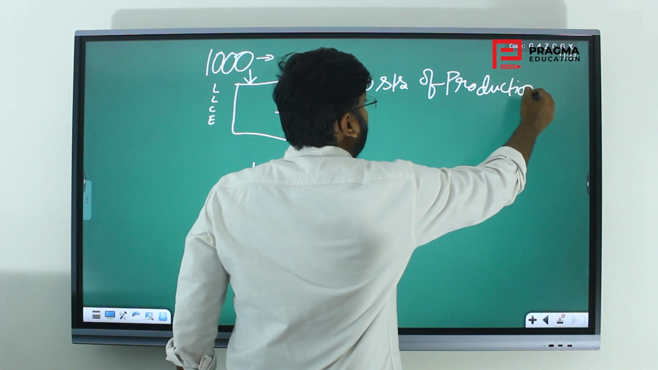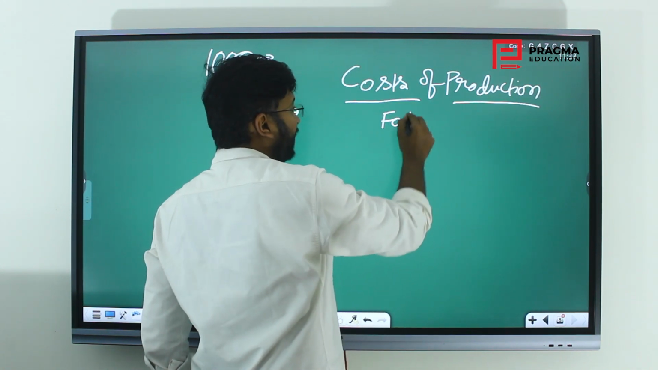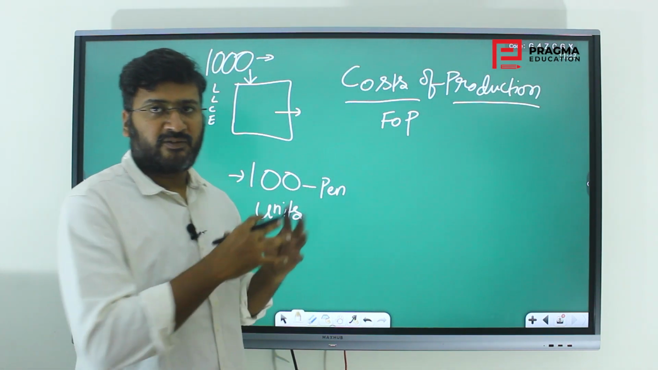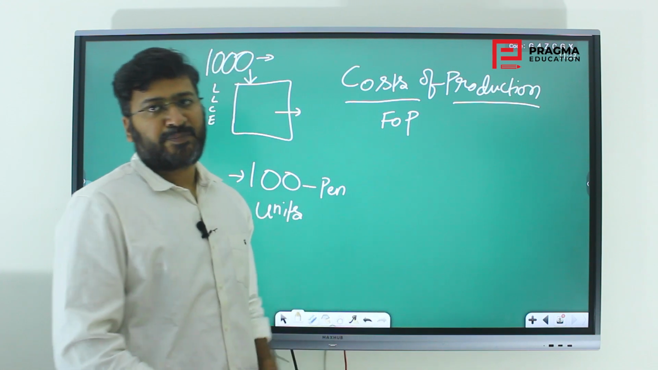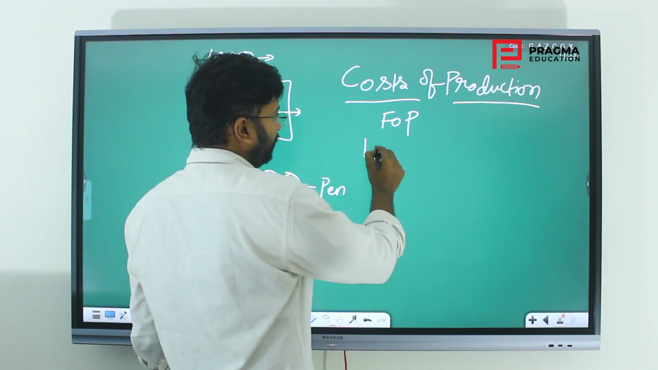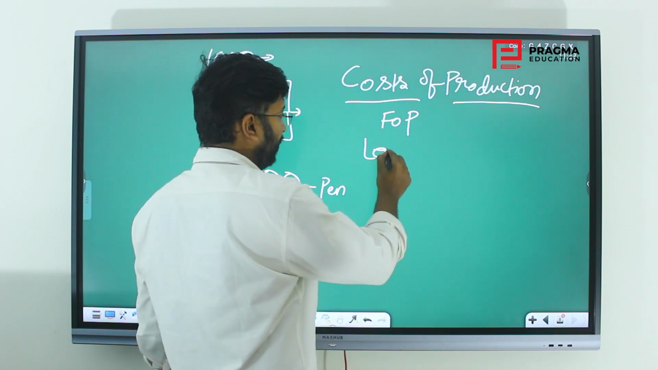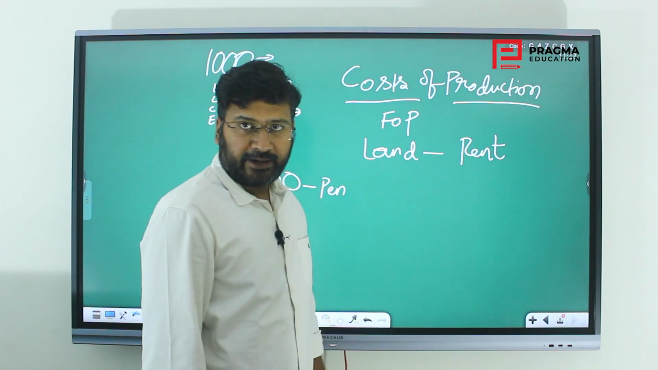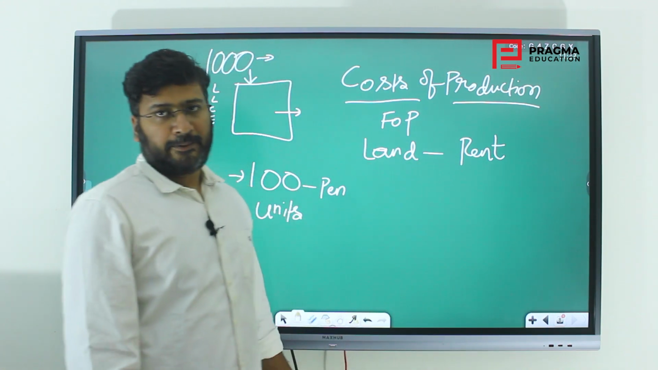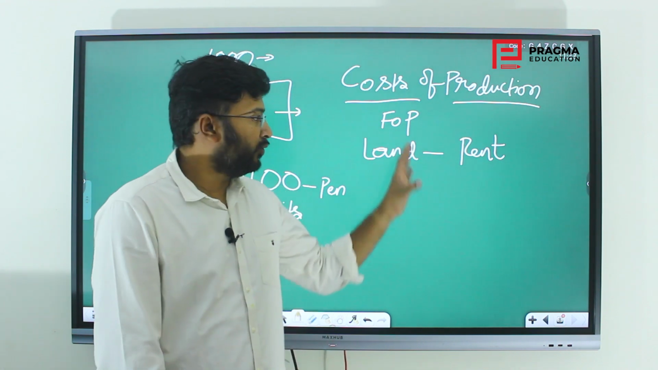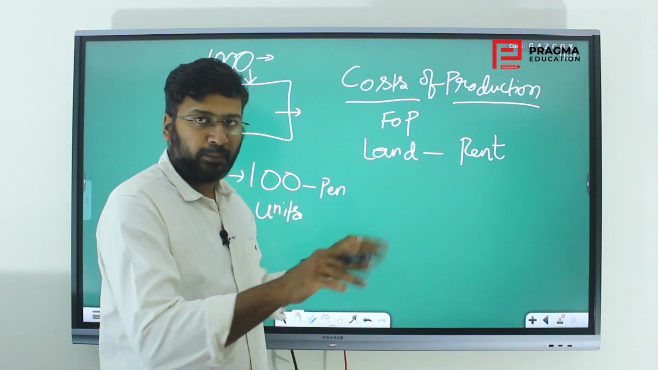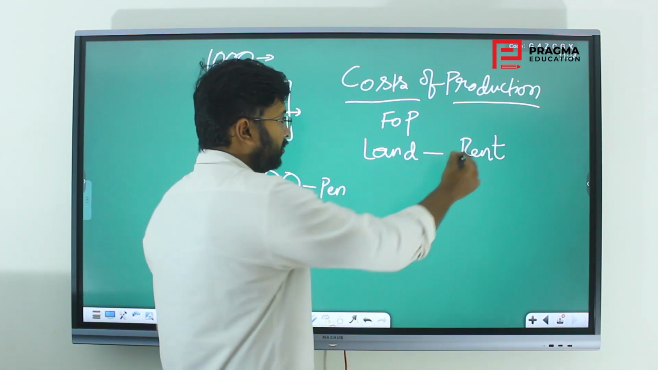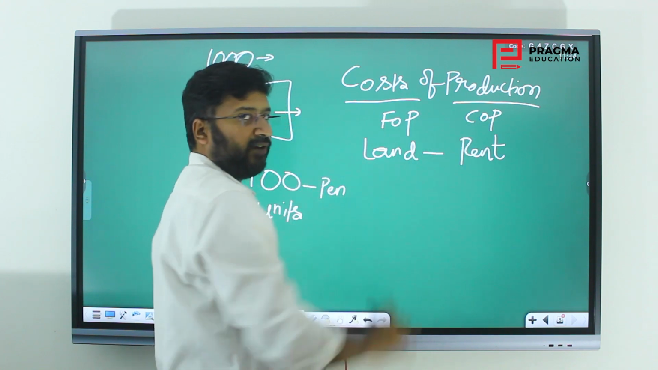There is a cost associated with each factor of production. If you want that factor of production, you need to spend some money. In which forms? The first factor of production, land. What is the cost of production for land? It is nothing but rent. Even if you buy land, it is called rent only. If you need to establish your company physically at one place, that is the land we are talking about. You need to pay rent for it or you need to buy it. This is the cost of production for that factor.